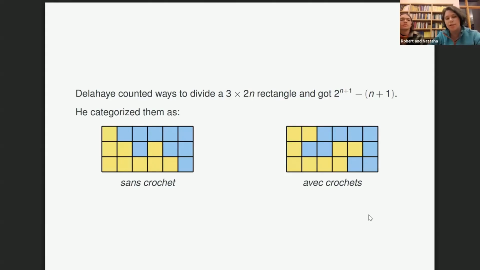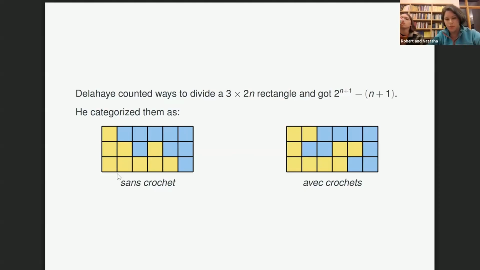Where the difference is that in the avec crochet, you have this overhang happening here in the yellow, and the similar one happening down here in the blue. And in sans crochet, you have no overhang. It looks more like 2 pieces of a key.